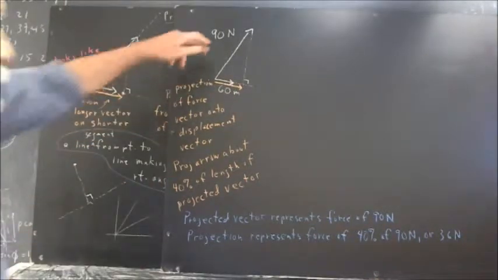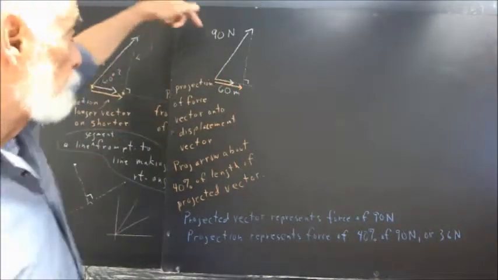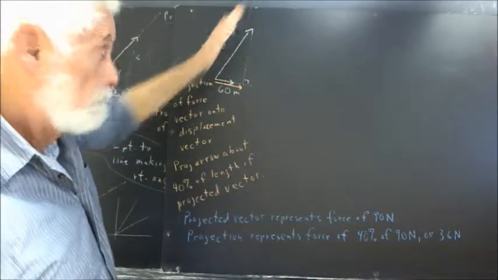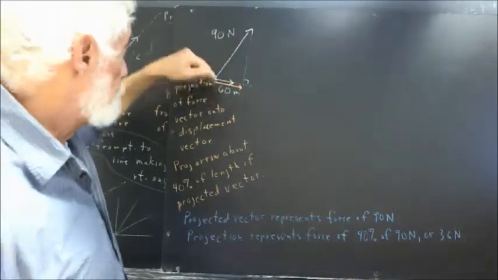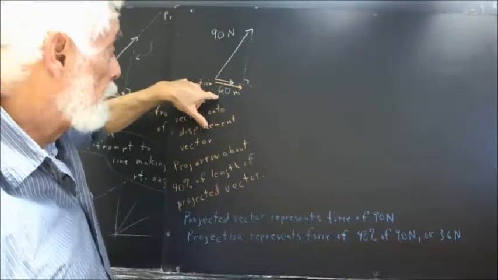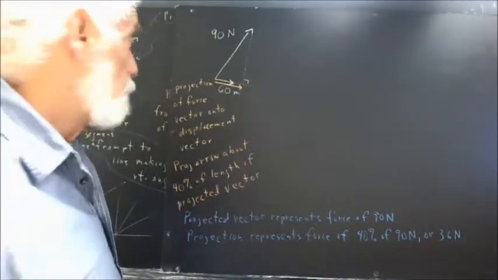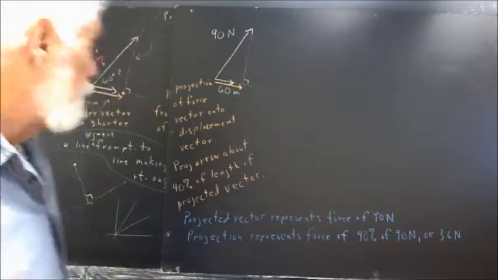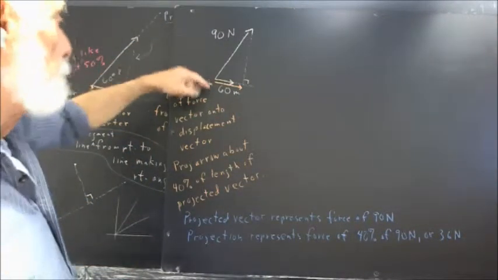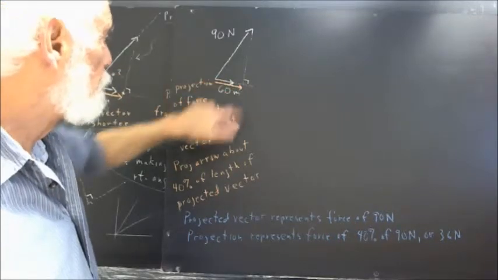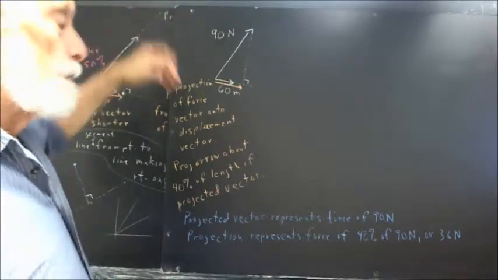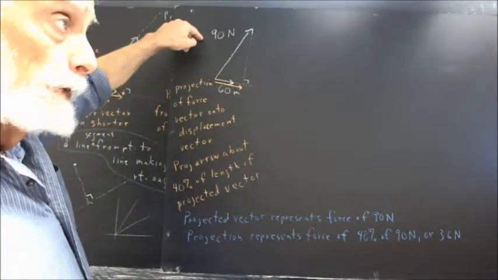Okay, here's another picture, but now I've labeled this vector to represent 90 newtons in this direction, and this vector, the little white vector here, to represent 60 meters in this direction. Now, make the statement: the orange vector here is the projection of the force vector, because 90 newtons represents a force vector, 90 newtons being a force.